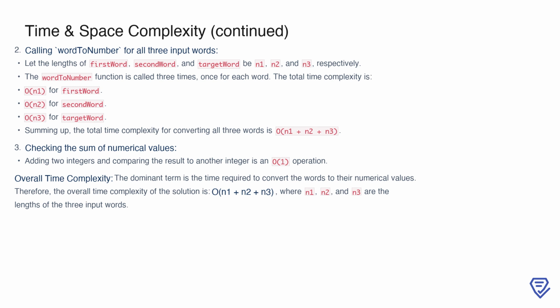Following this, the solution checks if the sum of the numerical values of the first two words equals the numerical value of the target word. This involves a simple addition and comparison operation, which both take constant time, or O(1). Therefore, the dominant factor in the overall time complexity is the conversion of the words to their numerical values, resulting in a final time complexity of O(n1 + n2 + n3).